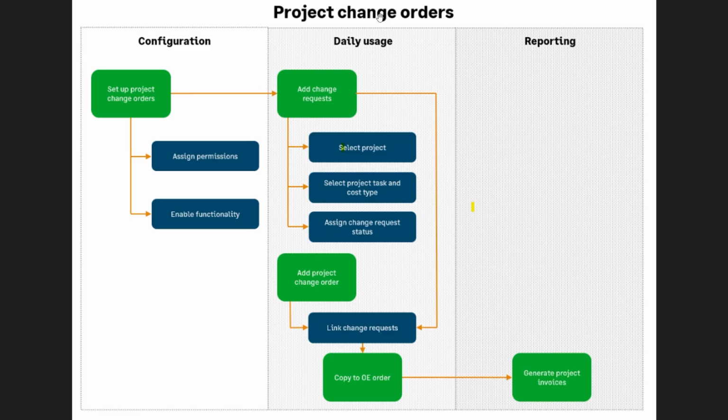I have a project change order workflow here. So in our last video, we set up the change request status. You can enable permissions to users that need access to issuing change requests and change orders. So we added our change request and we selected our project tasks and cost type in the entries table, and we assigned a change request status.